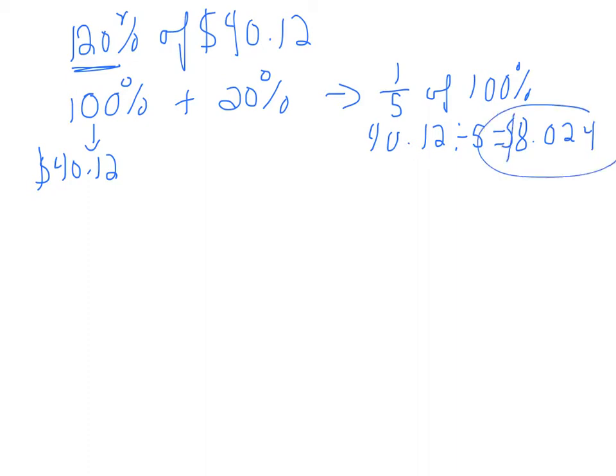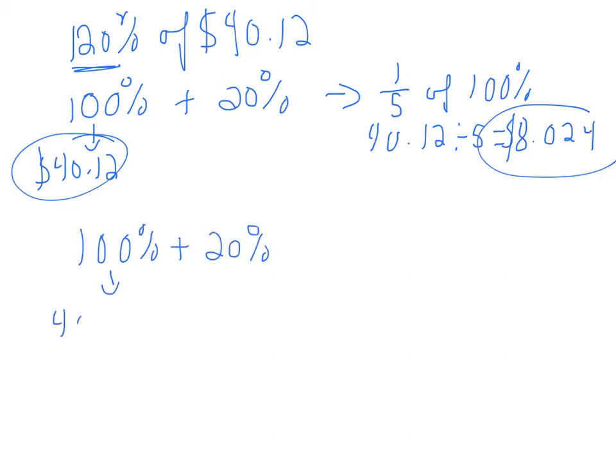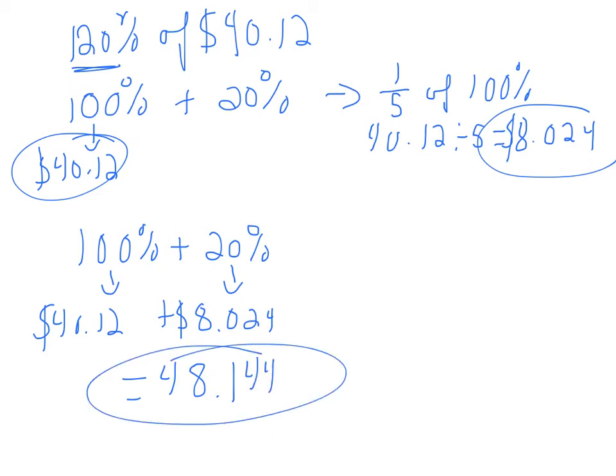So we got our two numbers now. We do our calculations again. 100% plus 20%. Well, 100 was $40.12, and 20% was $8, to get a final answer of $48.144. Done.